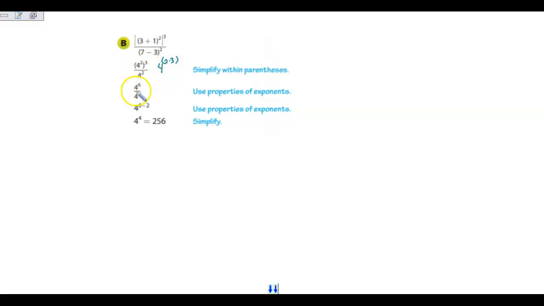So that's going to be 4 to the 6th power over 4 to the 2nd power. And remember, with division, we're going to subtract our exponents. So our base is 4 to the 6 minus 2 power, which is 4. So we're going to get 4 to the 4th power, which equals 256.